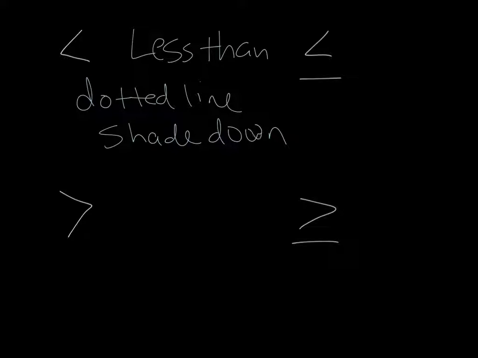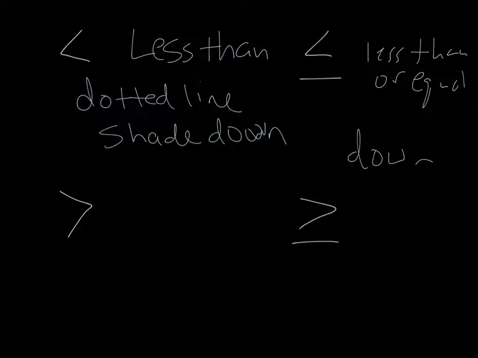So for the less than or equal to symbol, that's also going to shade down. And then it's a solid line because it does equal it. So anytime you have the line underneath the symbol, you're going to make a solid line.